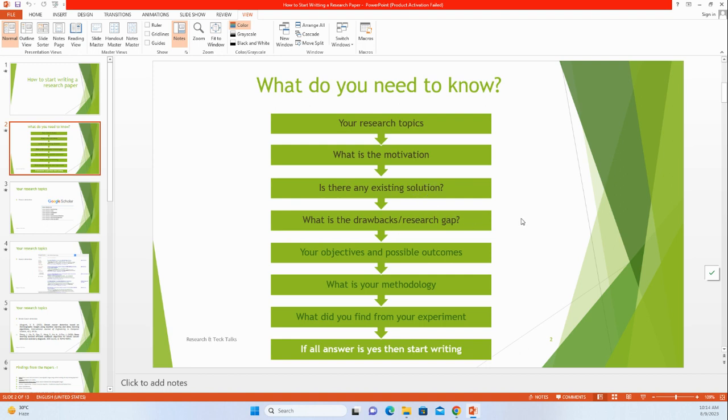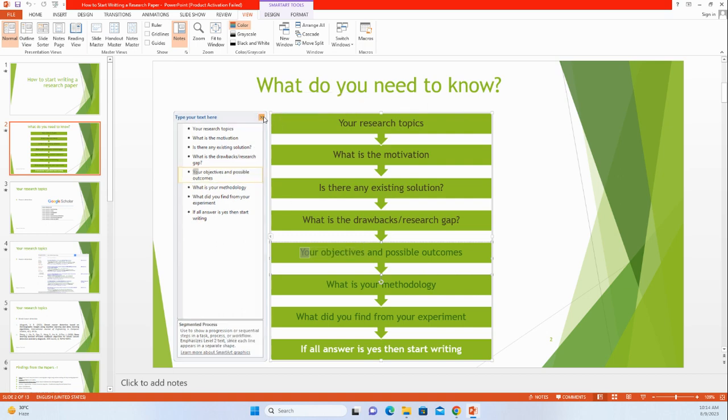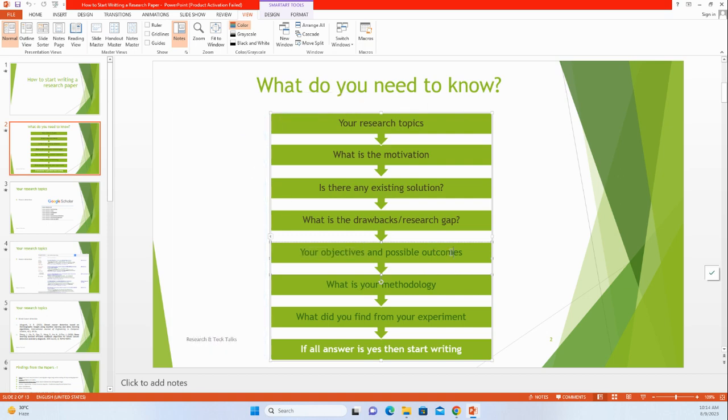Based on these drawbacks, you will find the objectives or possible outcomes. Then what methodology is suitable for you, you have to find based on this previous research gap. Once you find that, you can implement and experiment for validation. If all the answers are yes, then you can start writing.